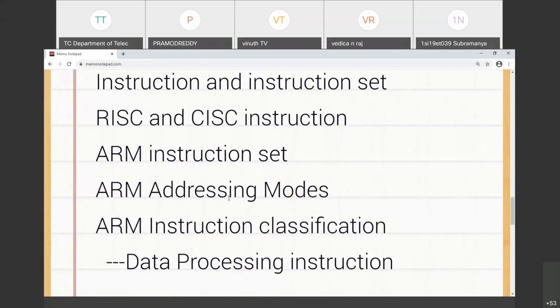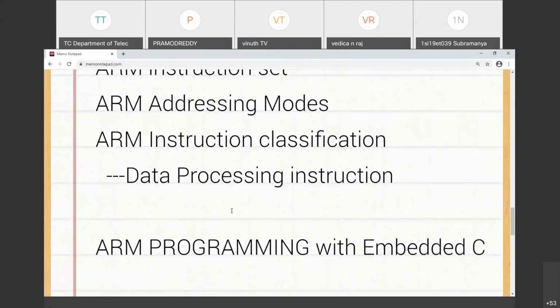Then thoroughly the instruction set. We will classify those instructions based on the operation they do, like data processing operations, branch operations, rotate operations. Based on that we will classify and thoroughly study all the instructions and how they work. After that it becomes very easy for you to write any program to realize any task in your hand. So to start with, we will start with ARM programming with embedded C using IO ports, or IO programming, input output programming. So that we will start.